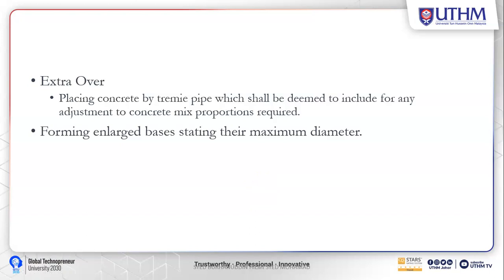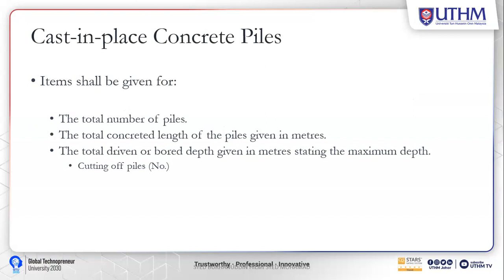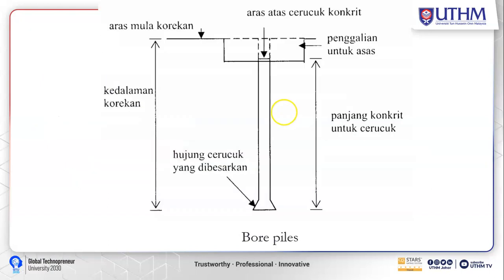And then you also need to mention the extra over, placing concrete by tremie pipe, which shall be deemed to include for any adjustment to concrete mix proportions required. So this one is how we do the pile at the site. That's why we call it cast in place. We do it at the site. These are typical examples of the cast in place that we call a bored pile.